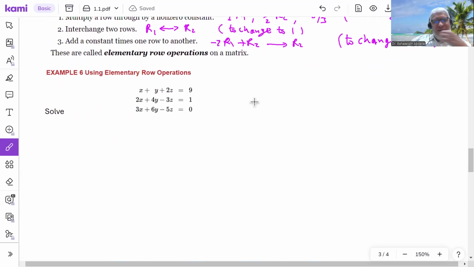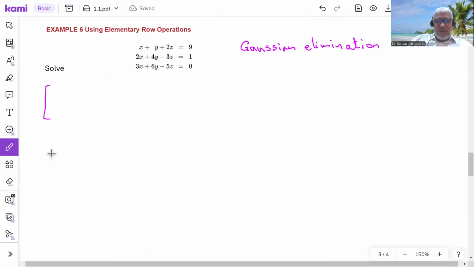So let us have a look at this example. This is a system and the question is to solve it. I will solve it by what we call Gaussian elimination, and we will study this method in section 1.2. So the first step is to write the augmented matrix of the system.